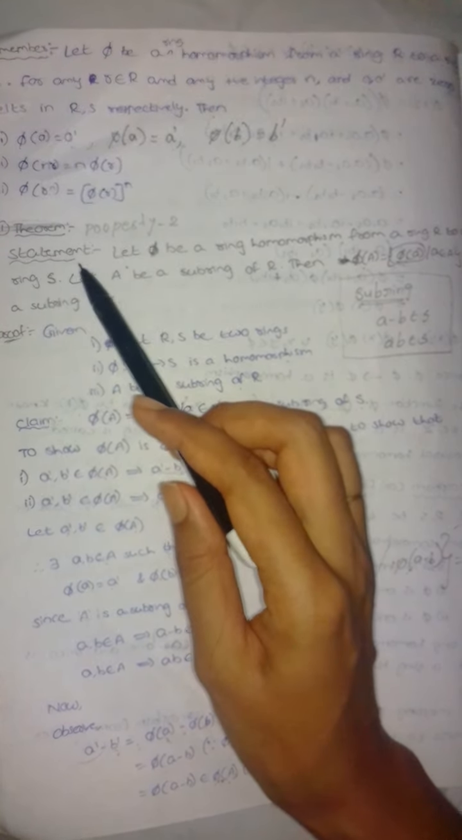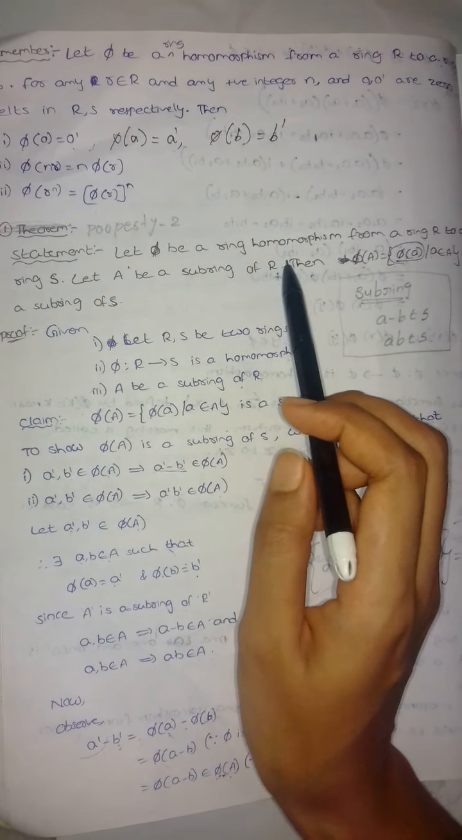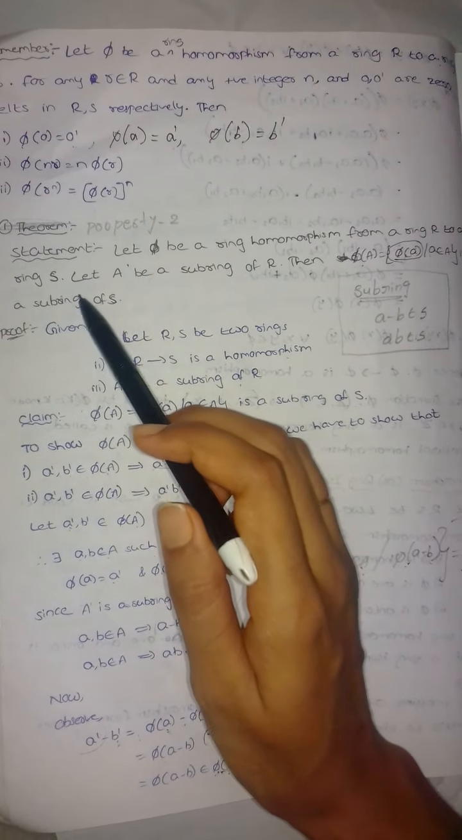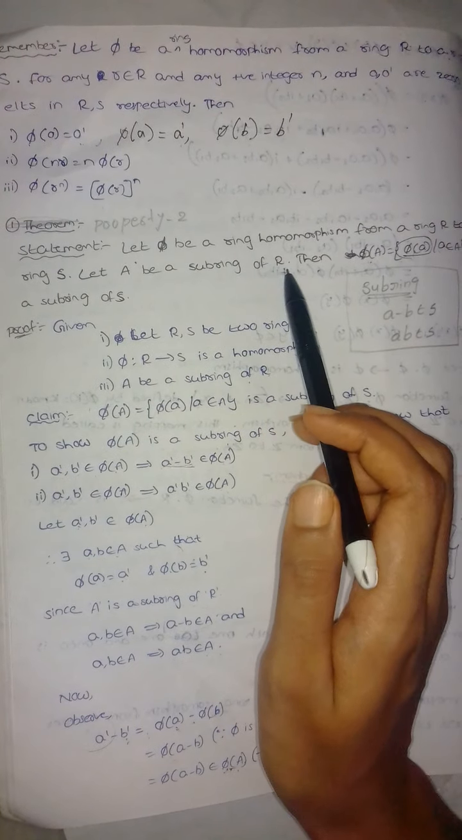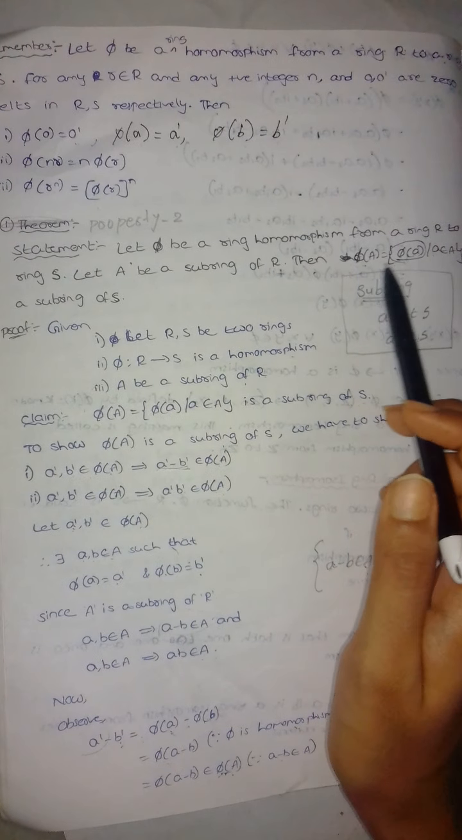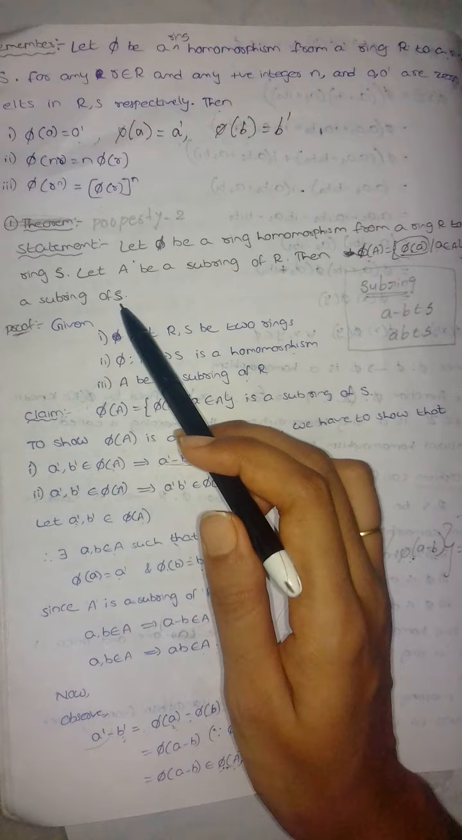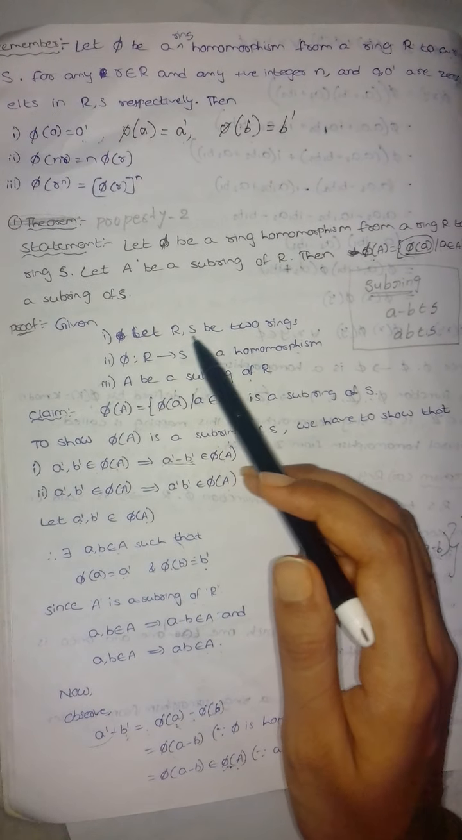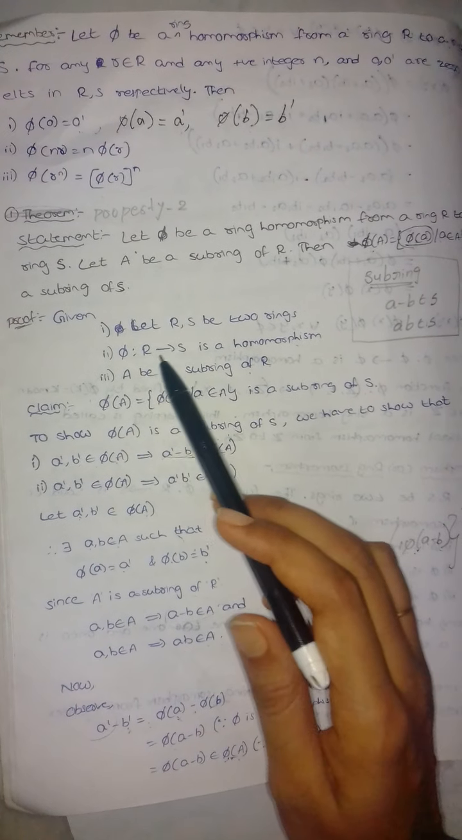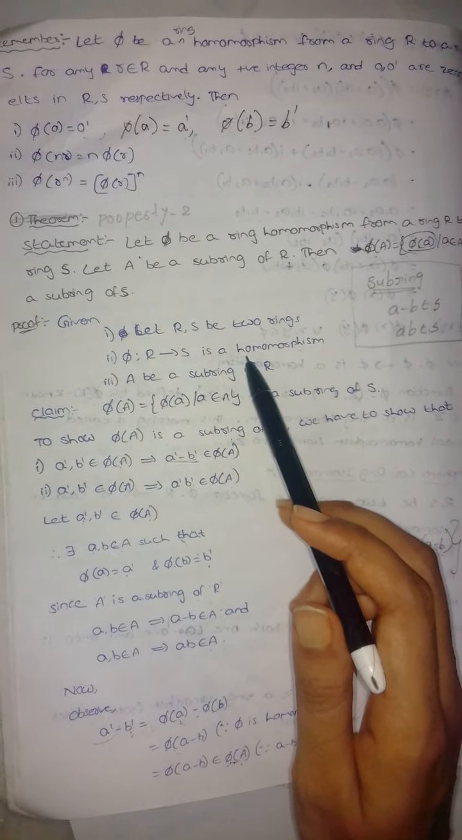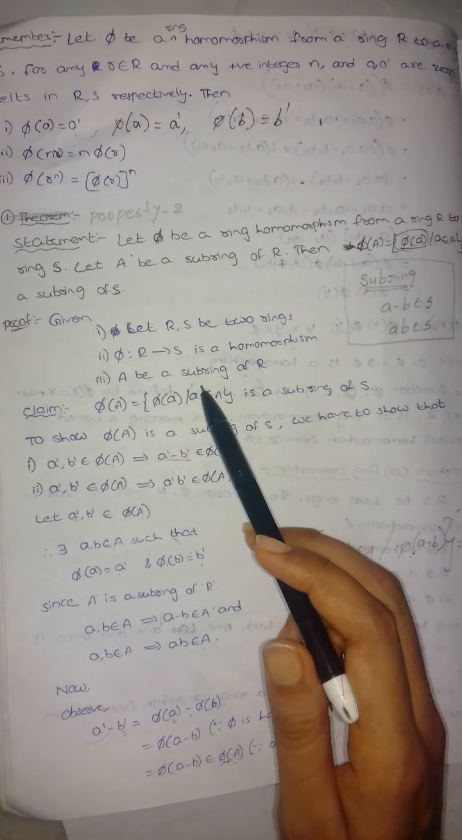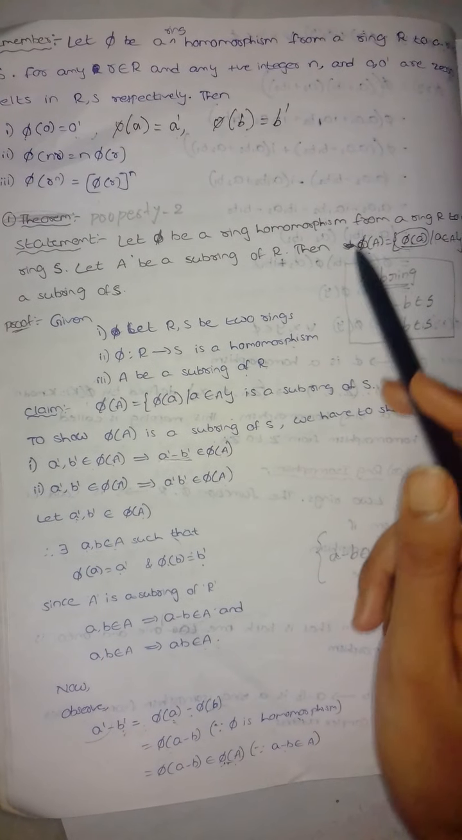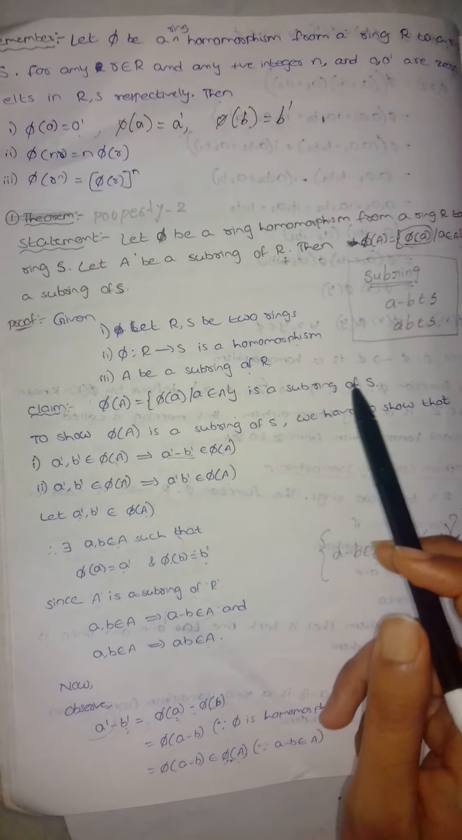Property 2. Statement: let pi be a ring homomorphism from ring R to a ring S. Let A be a subring of R. Then we have to prove that pi of A is a subring of S. Given, as in the statement, R, S are two rings, pi mapping from R to S is a homomorphism, and A is a subring of R. Now what we have to prove? That pi of A is a subring of S.